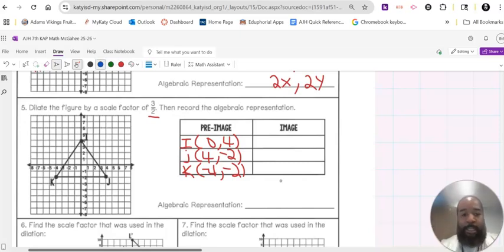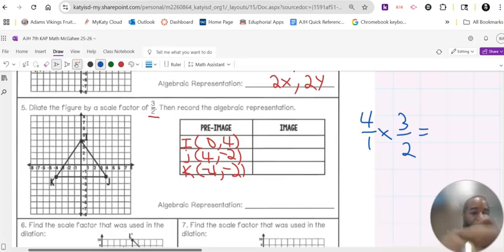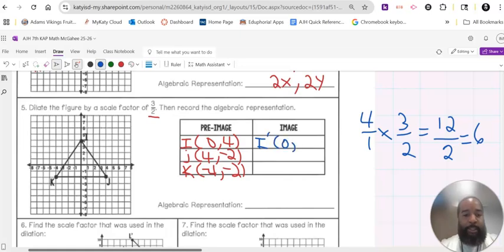So 4 times 3 over 2 would look like this. 4 over 1 multiplied by 3 over 2 would become 12 over 2, which equals 6. Okay, so we know 0 times 3 over 2 is 0. So our new I prime would be 0 comma 6. Okay, so we already have 4 here, so we're going to do the same thing. J prime would be 6 comma, now we need to do negative 2 times 3 over 2.